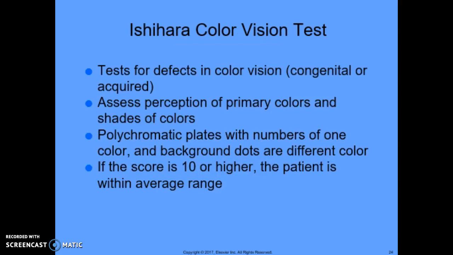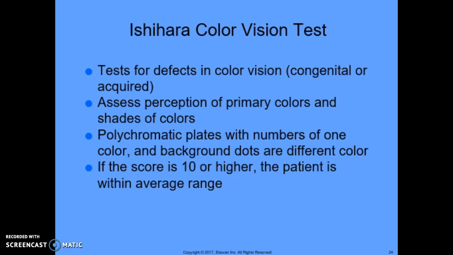Next is the color vision test. This tests for defects in color vision, congenital or acquired. So it can be a congenital defect or you can acquire color blindness. And it assesses the perception of primary colors and shades of colors. The polychromatic plates have numbers of one color and the background dots are different colors.